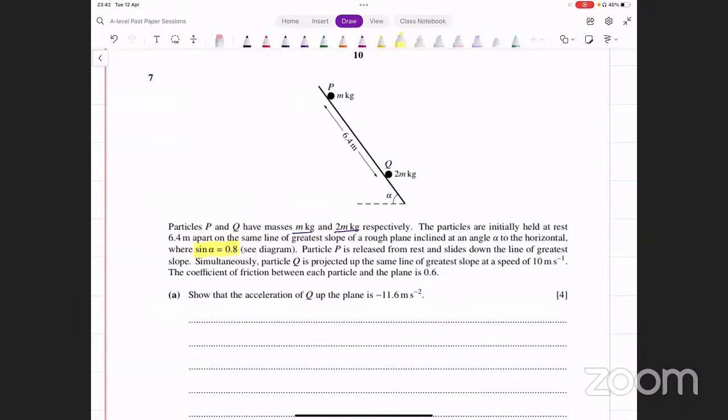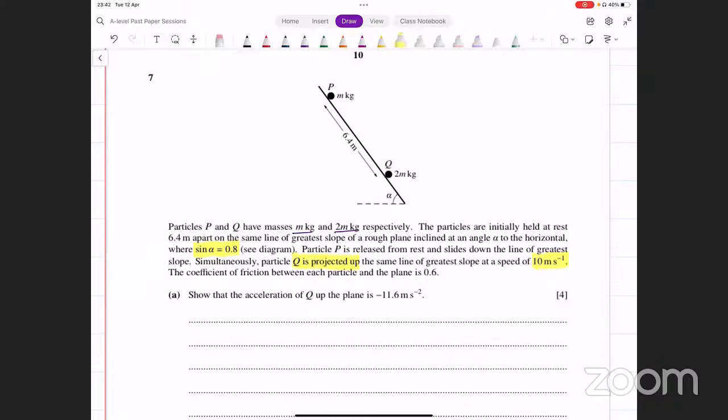Particle P is released from rest and slides down the line of greater slope. Simultaneously, particle Q is projected up. Okay, so P is coming down and Q is going up. Right, that's what is happening. And Q is projected at a speed of 10 meters per second. So that's another important point that you've got. Q is projected up at a speed of 10 meters per second.